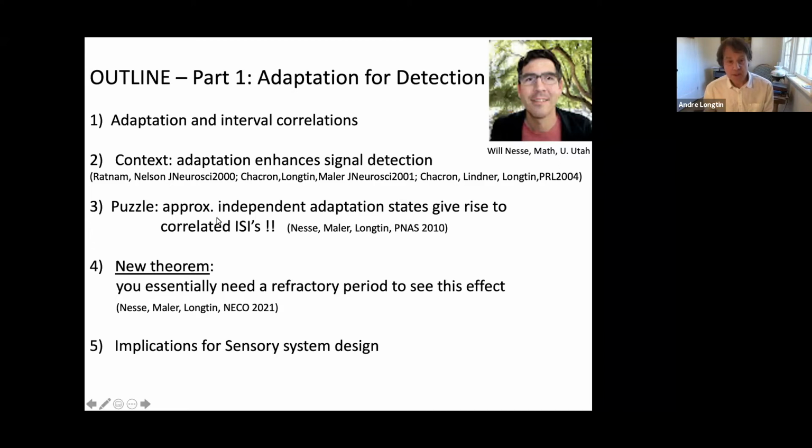And there's a puzzle: approximately independent adaptation states that are part of the sensory cell give rise to correlated interspike intervals. This is a result we've known for a while, but more recently we've been able to prove conditions under which we see this, and they're quite general conditions, which I'm going to give you an idea of, and the implications for sensory system design.